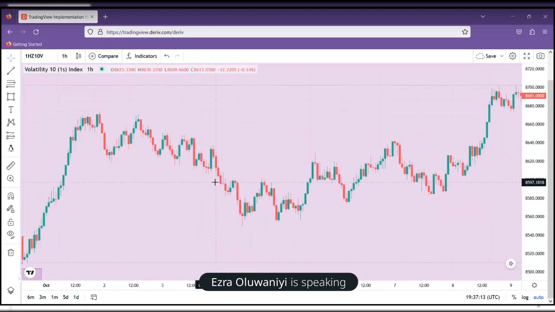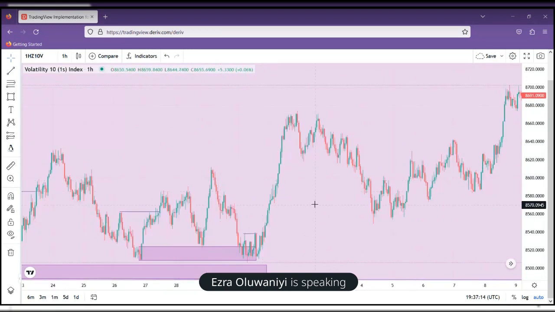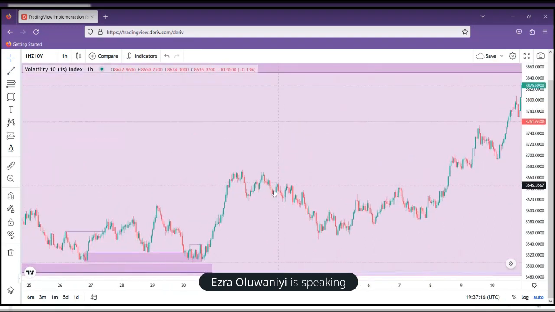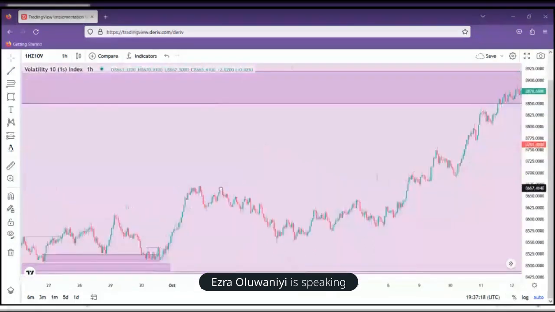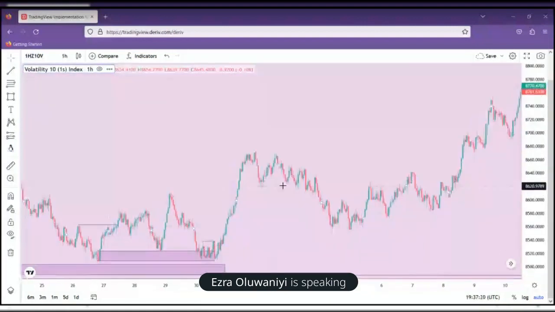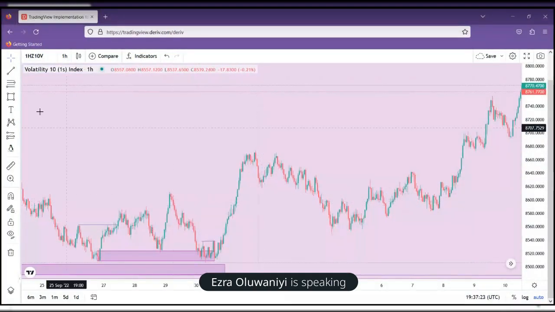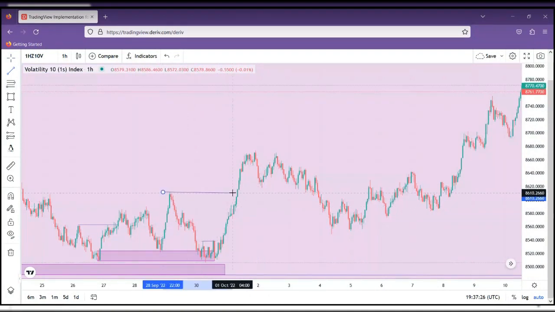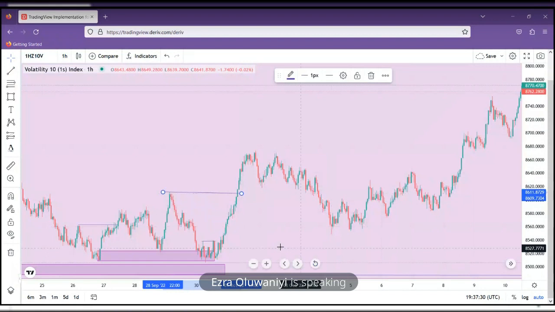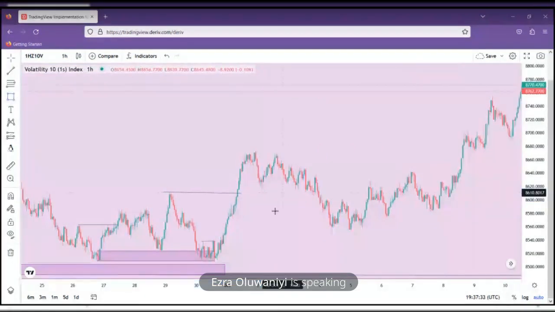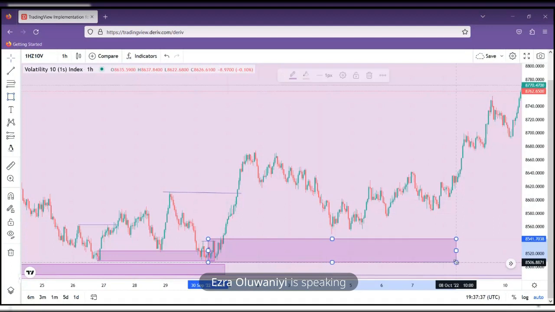I wanted us to see all these things carefully, okay? I want to continue marking all these structures so that you can be able to see them and know how to take advantage of them. All right, so this one broke. So this high also got broken, and then we are waiting for a retracement. Most of the persons are waiting for a retracement around or to this place, okay? But price didn't deliver there.